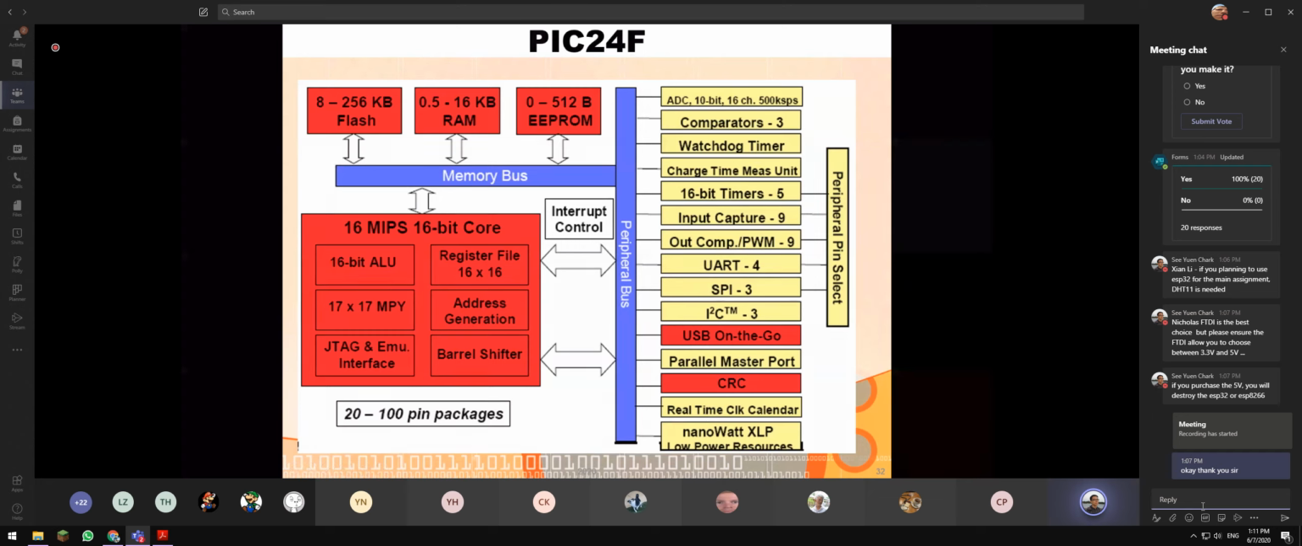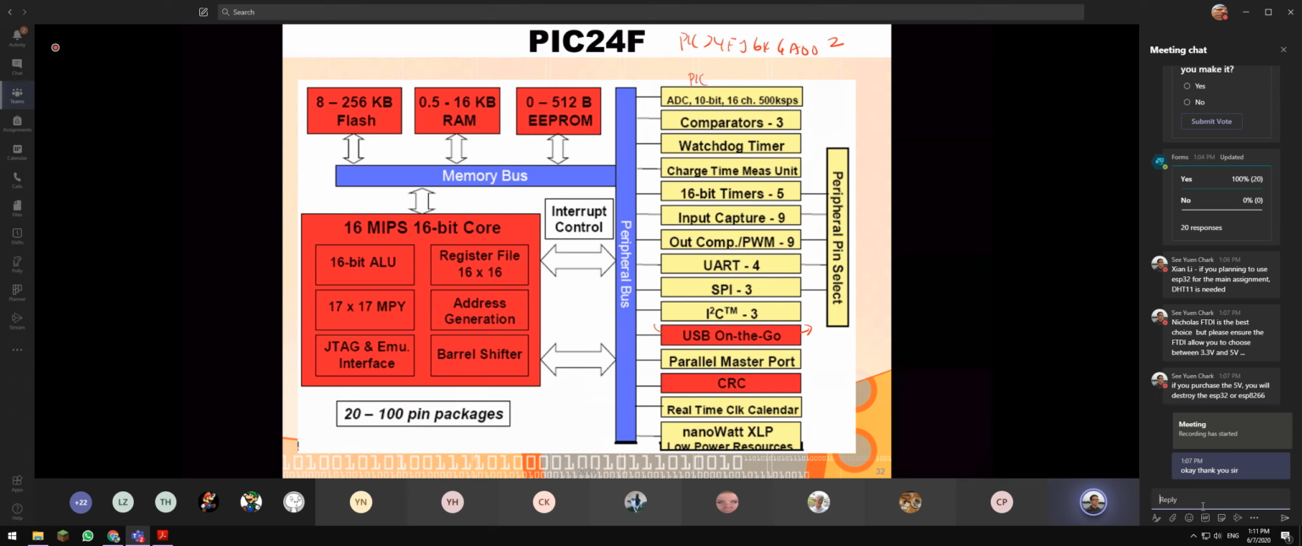And this is a PIC24F. Okay, so PIC24F is the one we are using. Remember, PIC24F also comes with a lot of variants. The one we're using is PIC24FJ64GA002. Okay, you see the one with the red color, USB OTG.